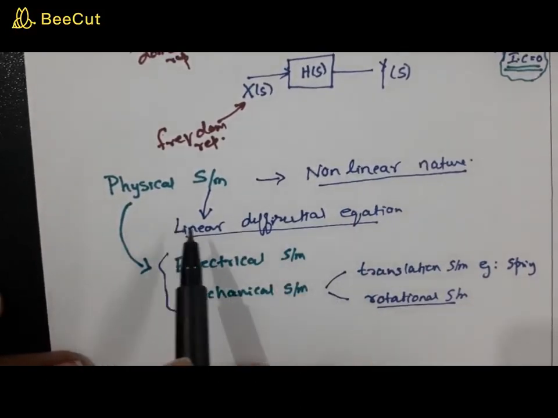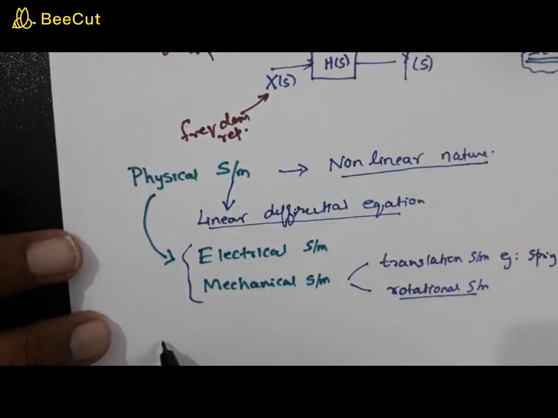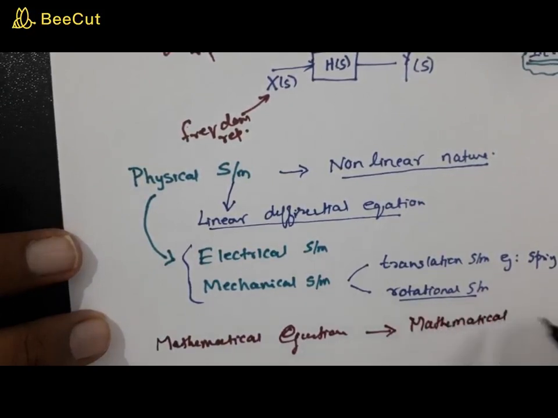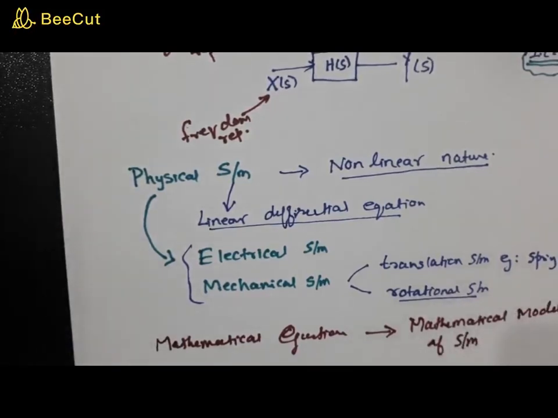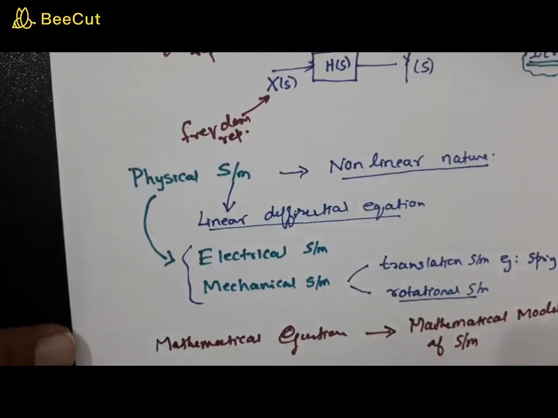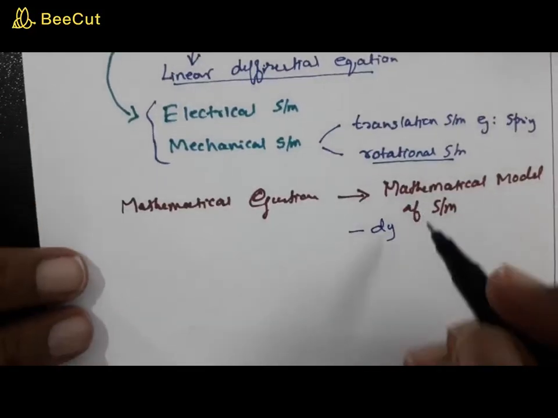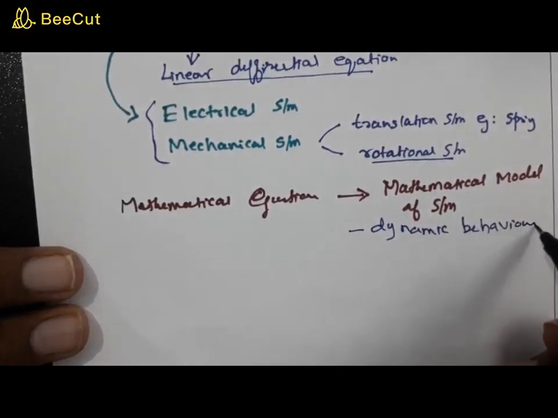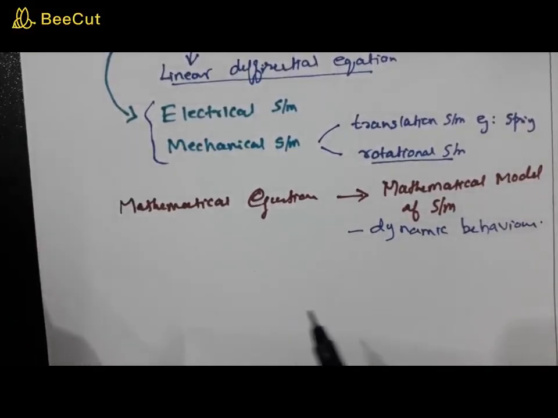So this is a set of mathematical equations, right? And this set of mathematical equations of a physical system is called the mathematical model of the system. Now, why do you need a model? A model is nothing but just to analyze that system, just to understand the dynamic behavior of the system. Now, I have explained it in signals and systems, right? Now, what is the meaning of this dynamic behavior?